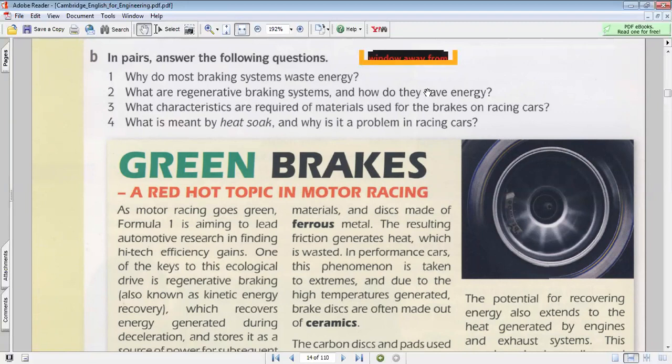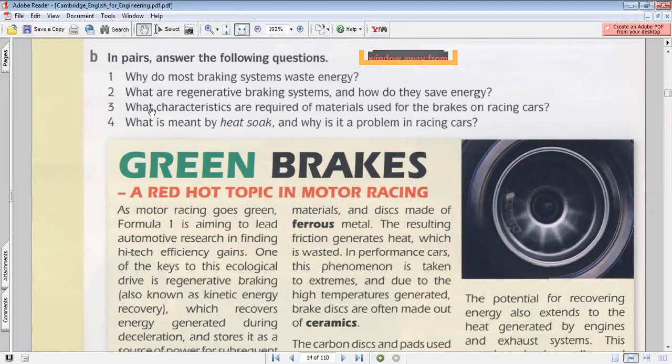And how do they save energy? They recover heat and use it to power the car. As I told you, energy does not fade, but it is converted from one source or type to another. So regenerative braking systems recover heat and use it to power the car. To power here is used as a verb: to supply it with power to run the car.